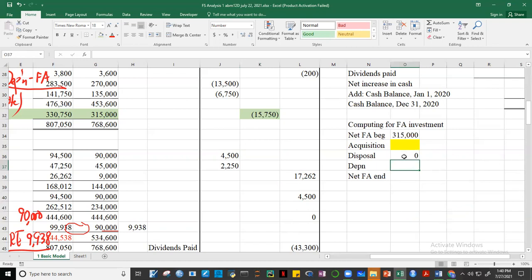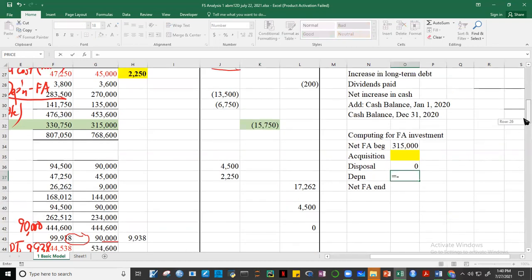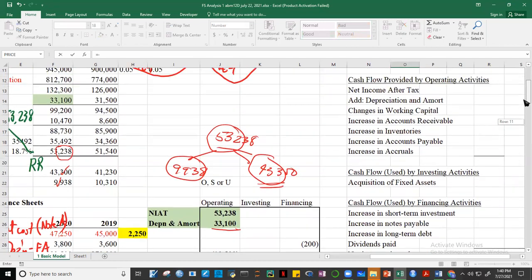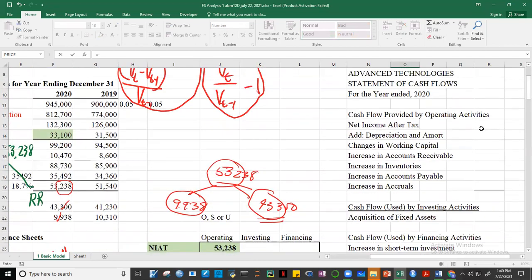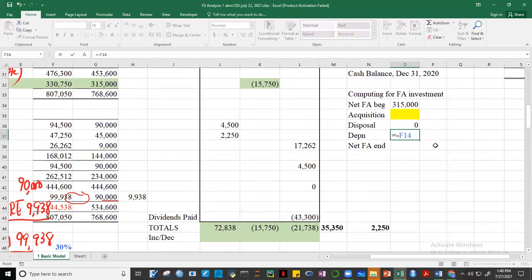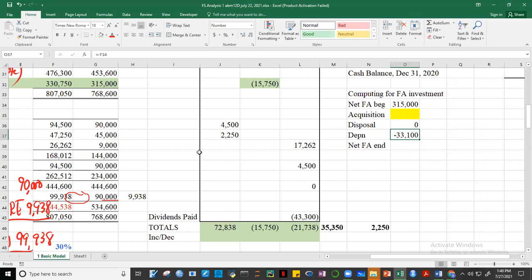Okay, kung may value yan, guys, negative yan, ha? Kasi nakakababa ng net fixed assets. Depreciation naman, negative, kasi di ba, nakakabawas siya ng net fixed assets yan. Depreciation is 33,100. Tapos negative. Yan. Okay, maglagay lang ako dito, guys, ng para i-copy ko tong format printer. Yan. Okay.